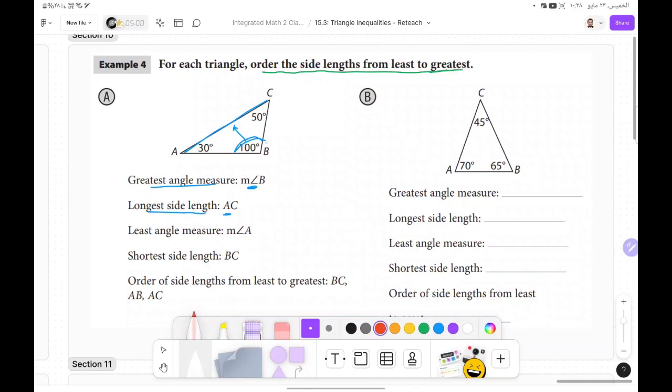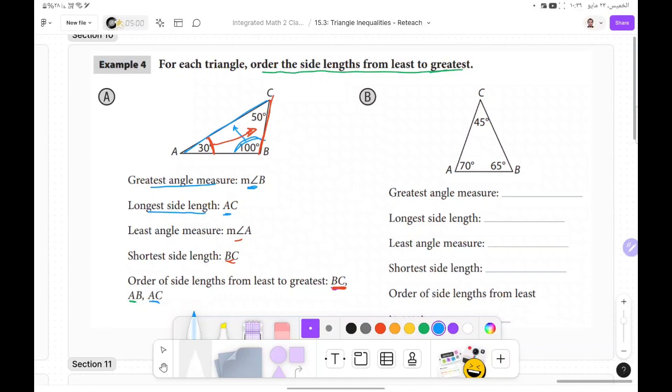Then what is the smallest angle? The smallest angle is 30. The opposite side for 30 is CB or BC, same thing. Now order the sides from the lowest to the highest. The lowest one is BC, because BC is opposite to the least angle measure, and AB is the medium one, and the last one, which is the greatest, is AC because it's opposite to the angle B.